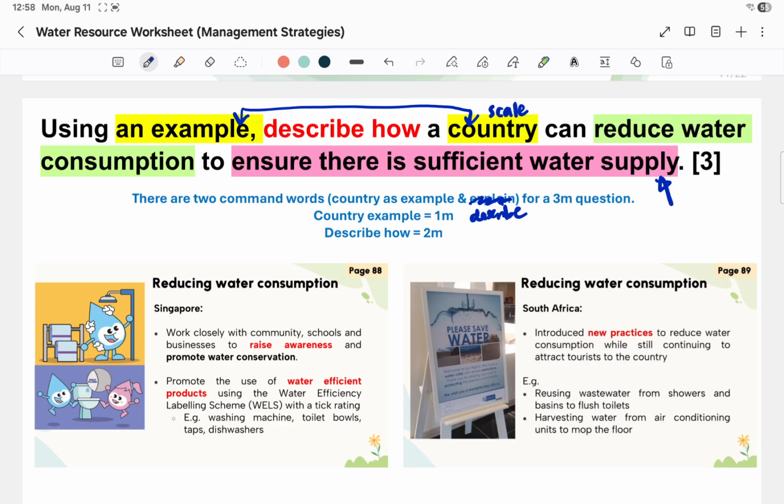Okay, so as you look at the textbook, you may have realized that there are two key examples done on a country level. One is by Singapore, one is by South Africa. And in this case here, because they only ask for one example, you can only give either Singapore or you can only give South Africa. You shouldn't be mixing the examples, even though it's a 3-mark question. So let's see how we can phrase the answer.